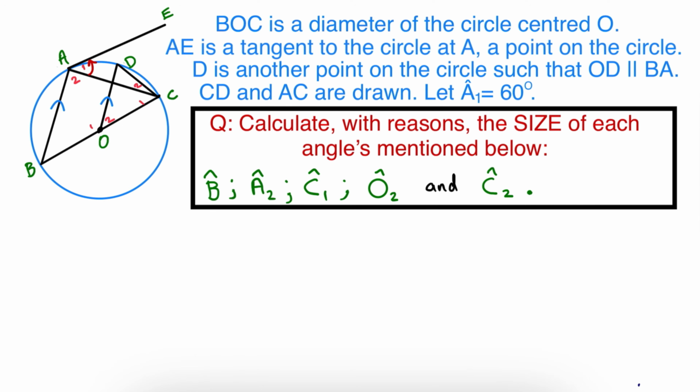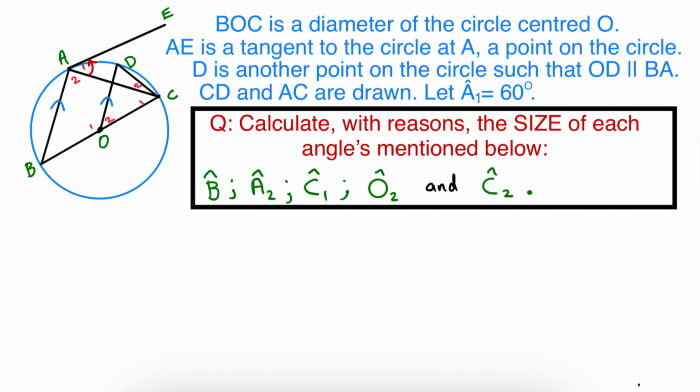Okay, and remember, guys, when you have a tangent, think of tan chord. And when you have parallel lines, you can think of corresponding angles, co-interior angles, and alternating angles. Okay, think of those ones. And they also gave us that CD and AC are drawn. So we can see CD, okay, you see it? CD, and you also see AC, right? That's the line, okay? And they also give us the angle A1. Okay, A1 is 60 degrees. As you can see, we have A1 and A2, we have O1 and O2, and we have C1 and C2, right?